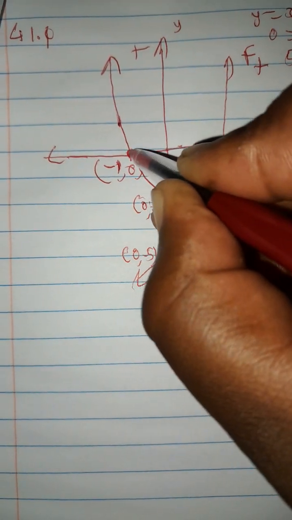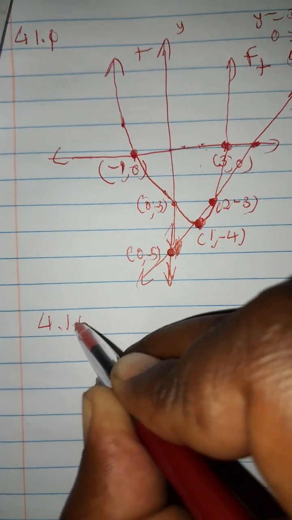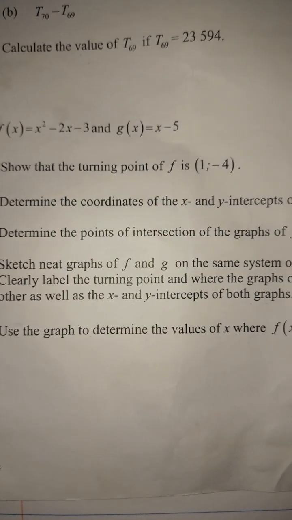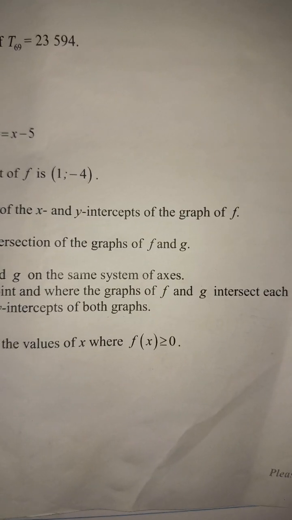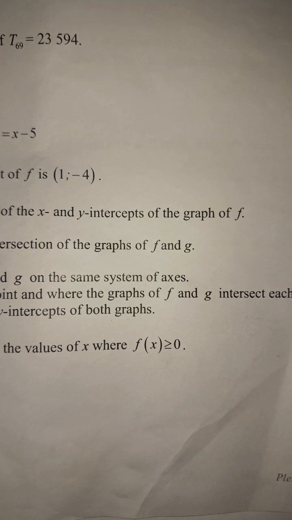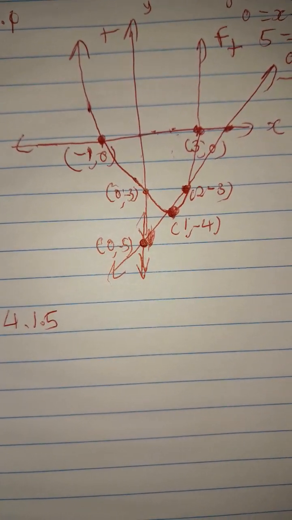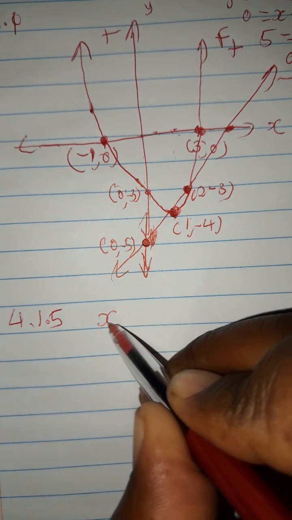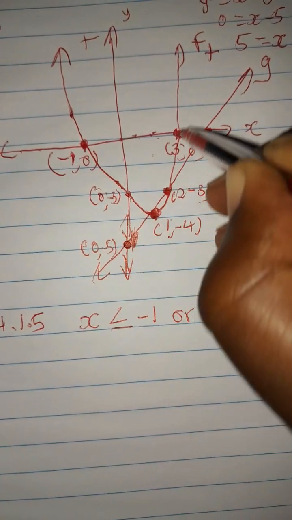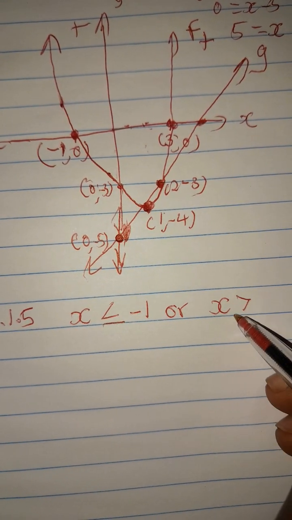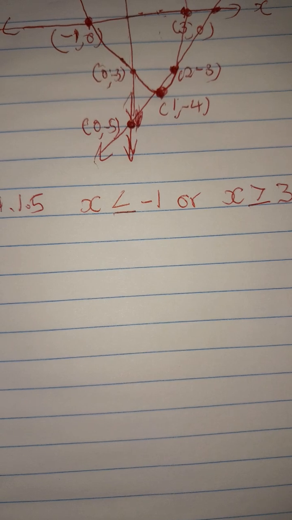Hence, we are going to focus on these x values, which are -1 and 3. Remember, use the graph to determine the values of x where f is greater or equal to 0. So we are going to focus on the x values, but we are going to look at where y is greater than 0. That's above the x-axis, where y is positive. So here the x value is lesser than -1, so it will be x is lesser than -1, or here the x values are greater, so it's going to be x is greater than or equal to 3 in this case. Hope you saw, guys, what you were supposed to do in that part.